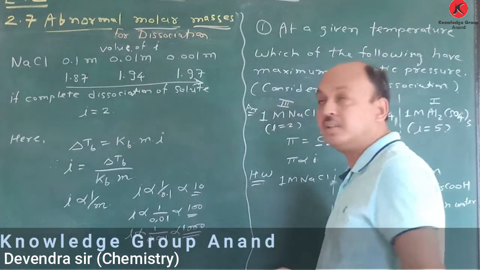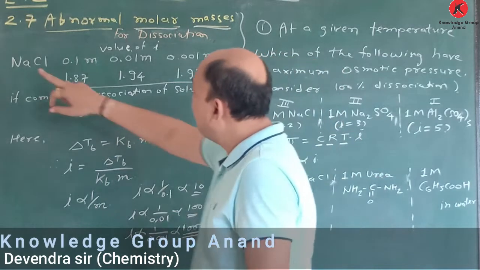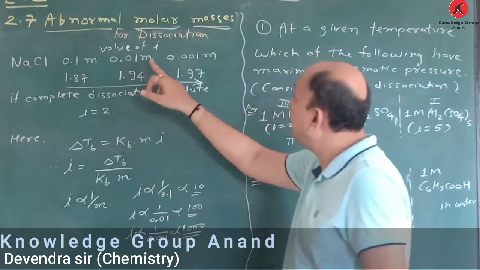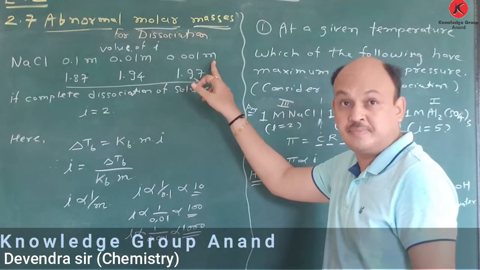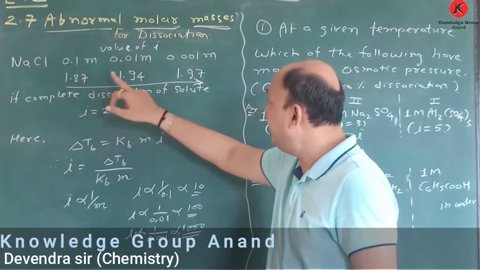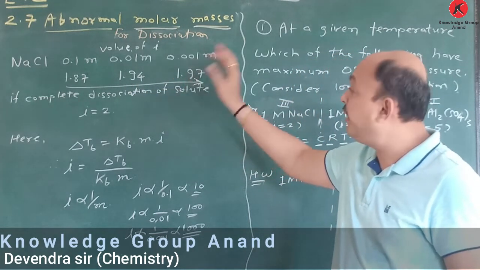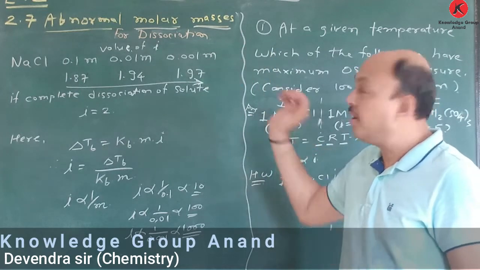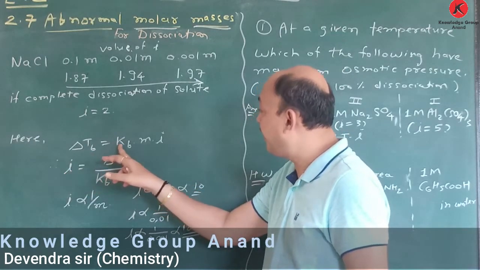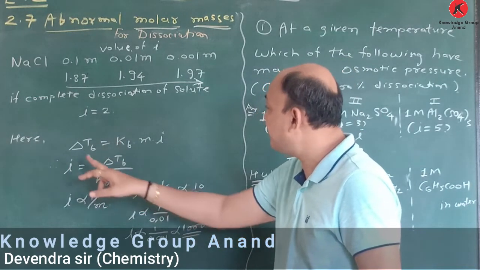Okay, now friends, another very important example for dissociation. Understand it here. Sodium chloride is the example, and 0.1 molal, 0.01 molal and 0.001 molal are given. According to the values given in your textbook, i is equal to 1.87, i is equal to 1.94 and i is equal to 1.97. How do we explain these values? Just see. Suppose we consider one colligative property, delta Tb is equal to Kb into m into i.